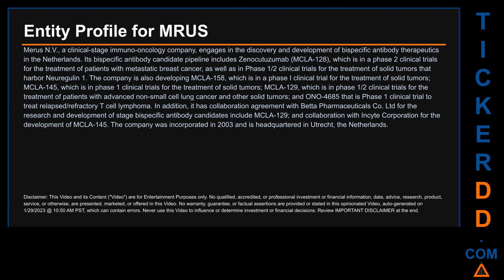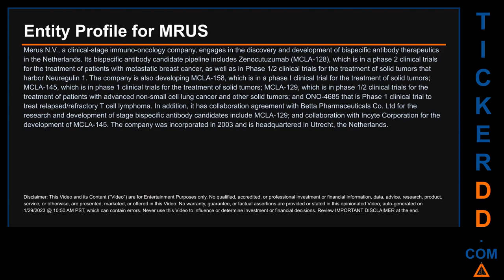MRUS NV, a clinical stage immuno-oncology company, engages in the discovery and development of bispecific antibody therapeutics in the Netherlands. Its bispecific antibody candidate pipeline includes zenocutuzumab, MCLA-128, which is in phase 2 clinical trials for the treatment of patients with metastatic breast cancer, as well as in phase 1/2 clinical trials for the treatment of solid tumors that harbor neuregulin-1.